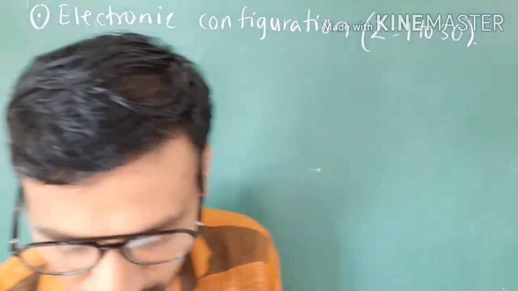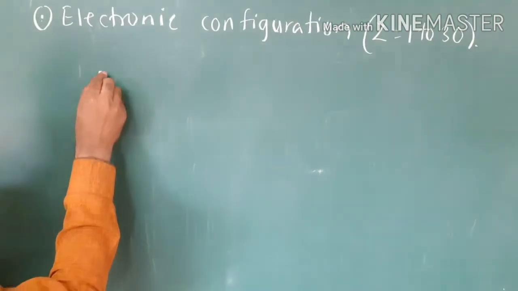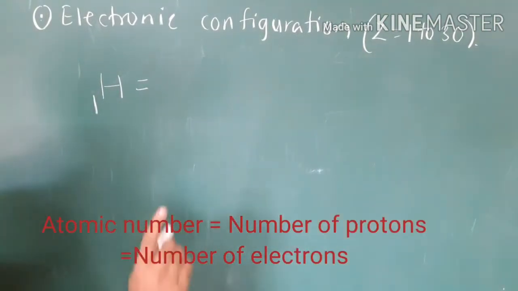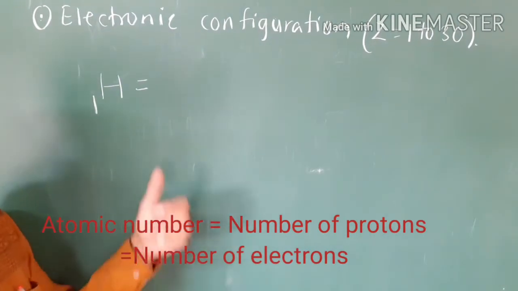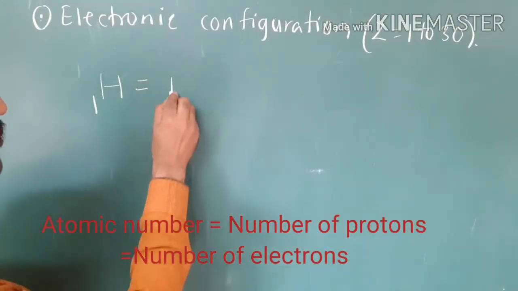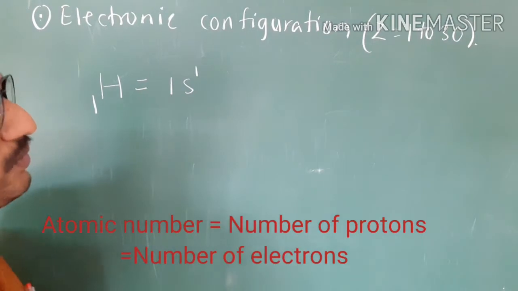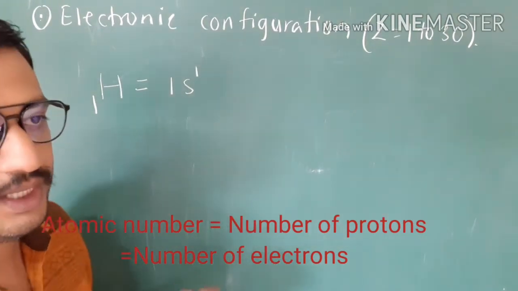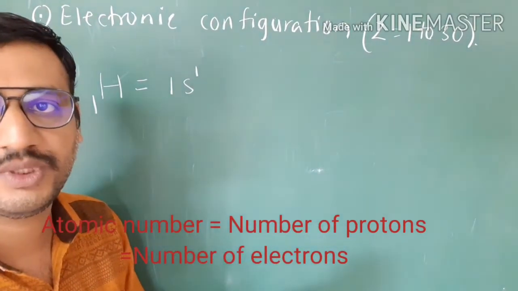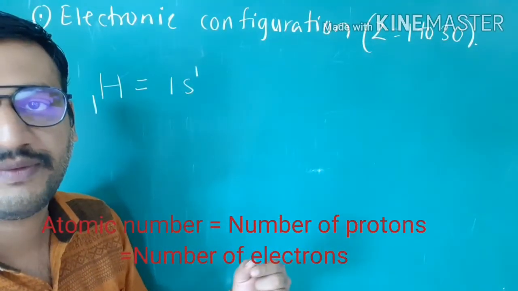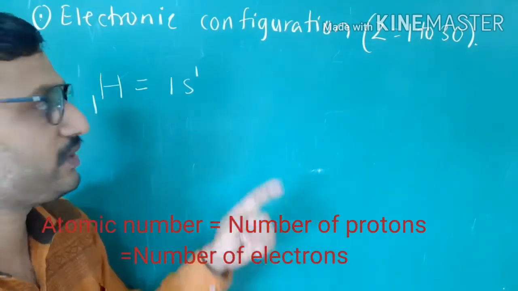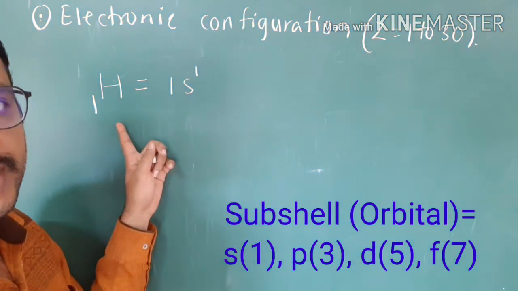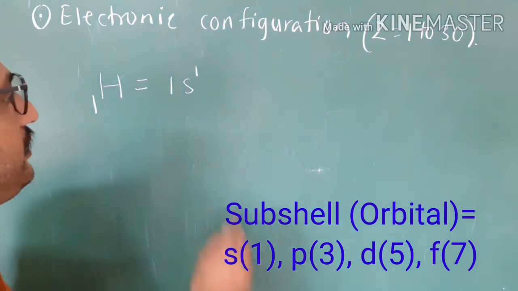Atomic number 1 is hydrogen, its symbol is H. Atomic number 1 means hydrogen consists of only one electron. Its electronic configuration is 1s1. As per Aufbau's principle, we know that electrons first enter the subshell which has the lowest energy. So first of all, electrons will enter the 1s subshell. Hydrogen consists of one electron only, that's why its electronic configuration is 1s1.